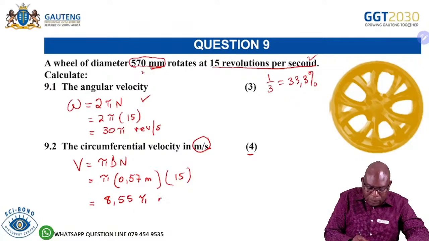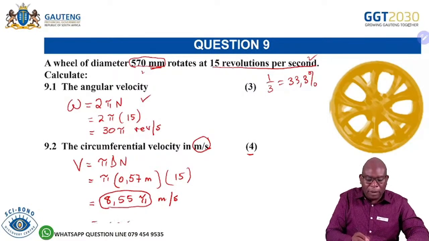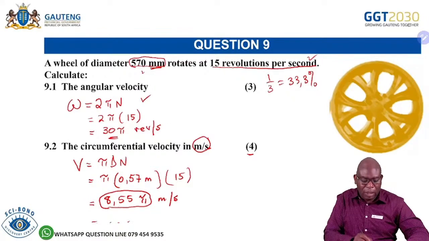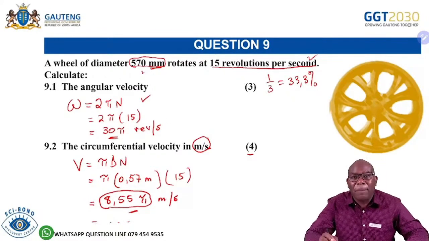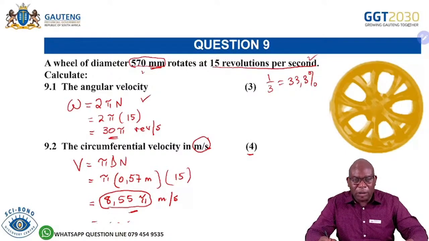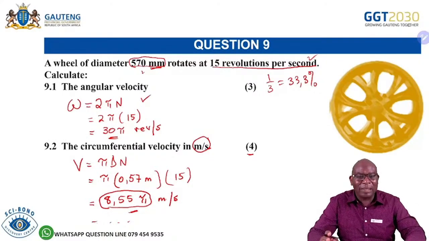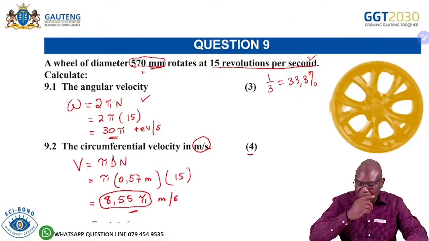Okay, and that is meters per second. I can still multiply this by pi, 8.55 by pi, and I get the answer. But if I leave my answer like this, you'll get a mark. If I leave your answer like that, you'll get a mark. Because if you multiply it by pi, then the answer is not exact. You see, with this one, it's exact. 30 pi is an exact angular velocity. 8.55 pi is an exact angular velocity. Okay, right. Circumferential velocity.